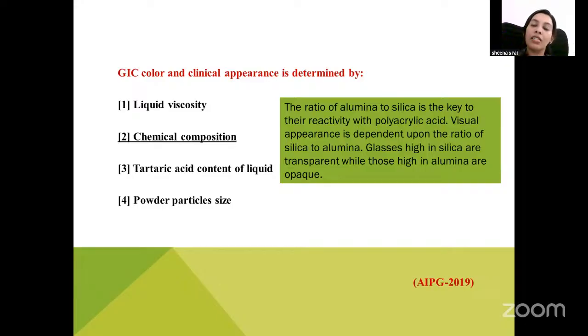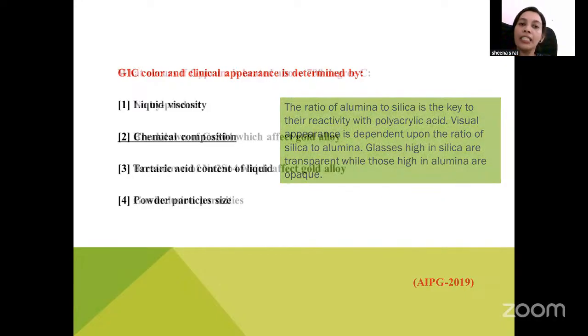So what happens is, if the silica is very high in the glass, it can give a transparent nature, while if alumina is high, it gives an opaque nature. So please keep in mind that the GIC color and the clinical features actually depend on the chemical composition, based on the ratio of alumina to silica.